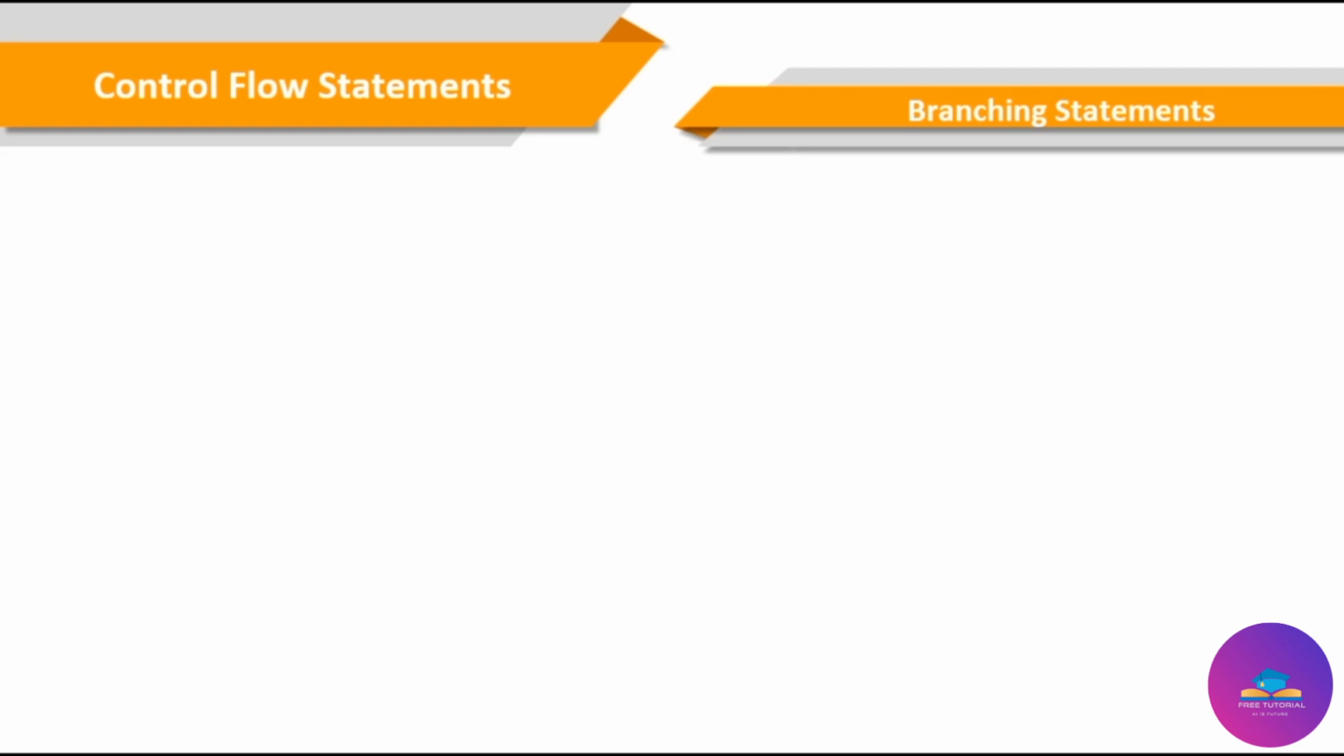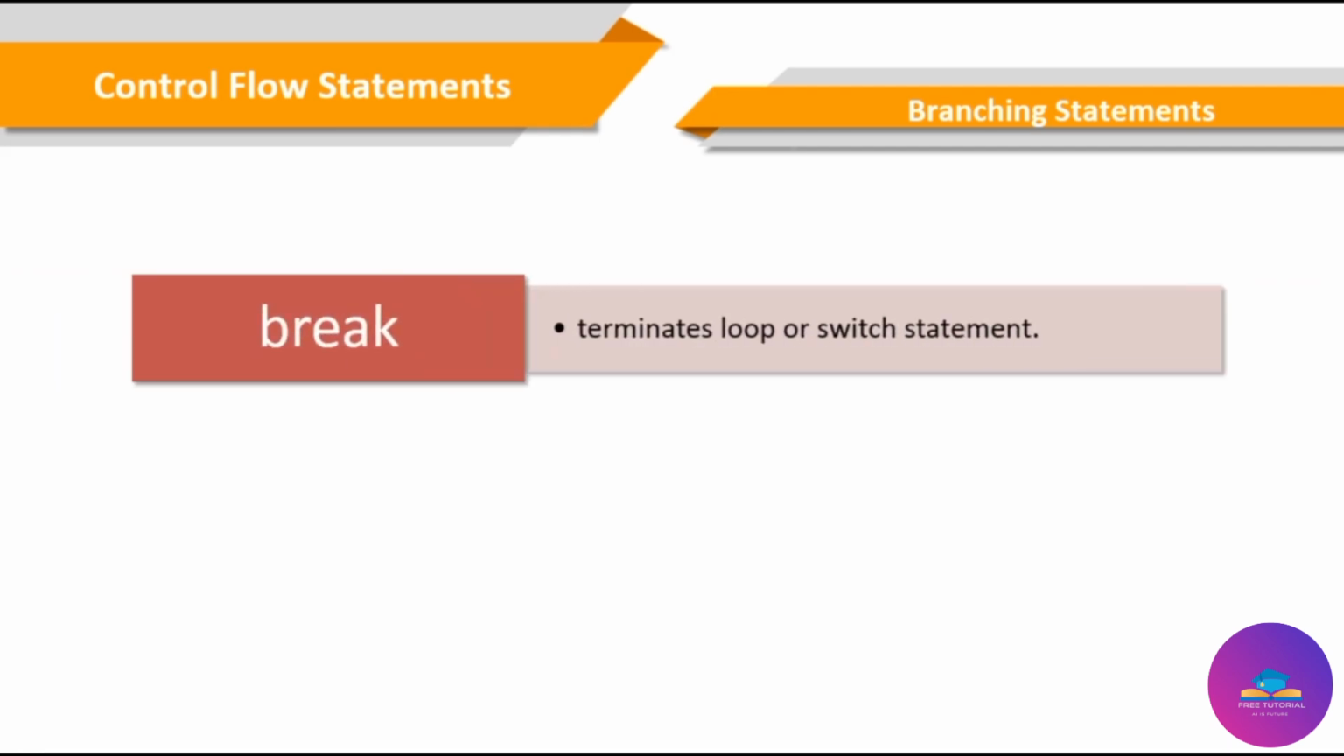Branching statements. Branching statements are used to change the normal flow of execution in some conditions. So Java provides 3 branching statements: break, continue, and return. Break, we've used it before. It's used to terminate loops or switch statements. Control of the program moves to the next statement following the loop.